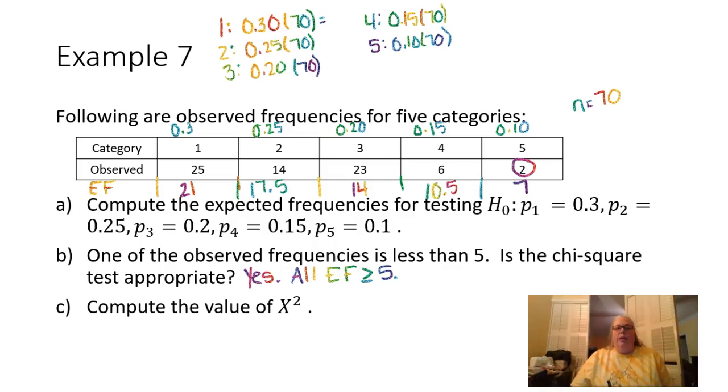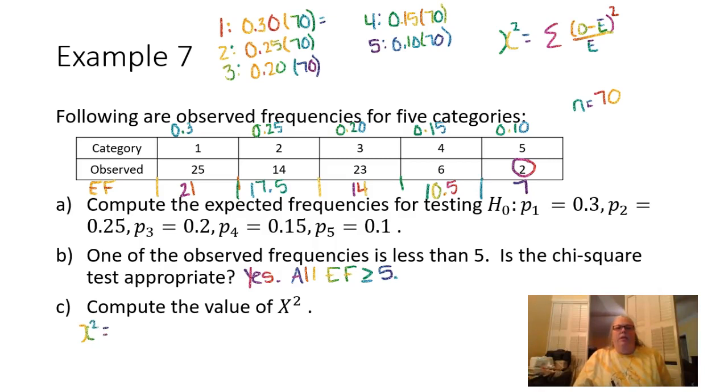Okay, part C. Now we want to compute the value of chi-squared. All right, let's remember the formula for our chi-square. This is equal to the sum of all of our observed values minus our expected frequencies, squared, divided by the expected frequency. So this is going to be a long problem.